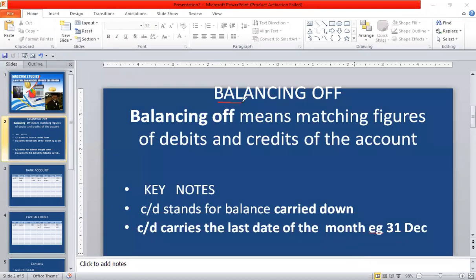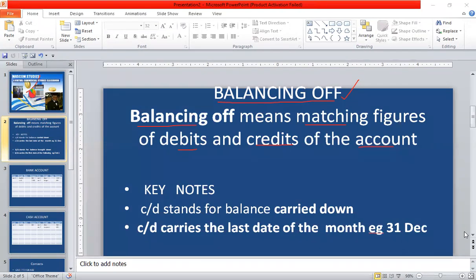Balancing off is very important, to be in a position to balance off the accounts when you are done with recording all the transactions in the ledger accounts. You are expected to balance off, but someone might be wondering what balancing off is. Balancing off means matching. It's a matter of just matching the figures on the debit side and the figures on the credit side in that very same account. So in balancing off, what we'll be doing is very simple: matching the figures on the debit side and the figures on the credit side. I think this one is very clear.